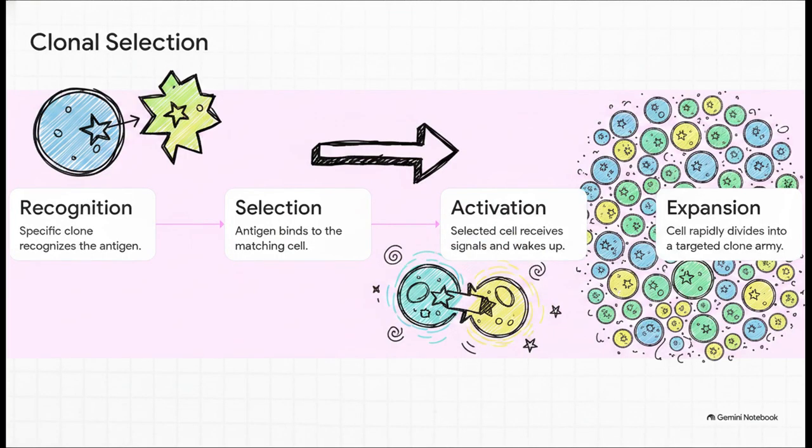And the way this defense rolls out follows a beautiful, logical flow. First up is recognition, where a rare, perfectly matching lymphocyte bumps into the antigen. That leads right into selection, because the antigen binds to that specific cell. This triggers activation, basically waking the cell up and sounding the alarm. And finally, we hit clonal expansion. This is that magic moment where that single selected cell rapidly divides over and over and over, transforming itself into an overwhelming, highly targeted clone army.